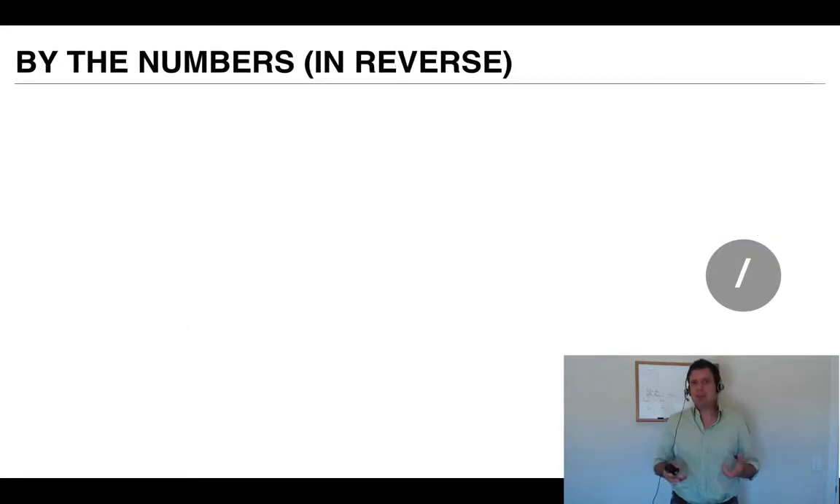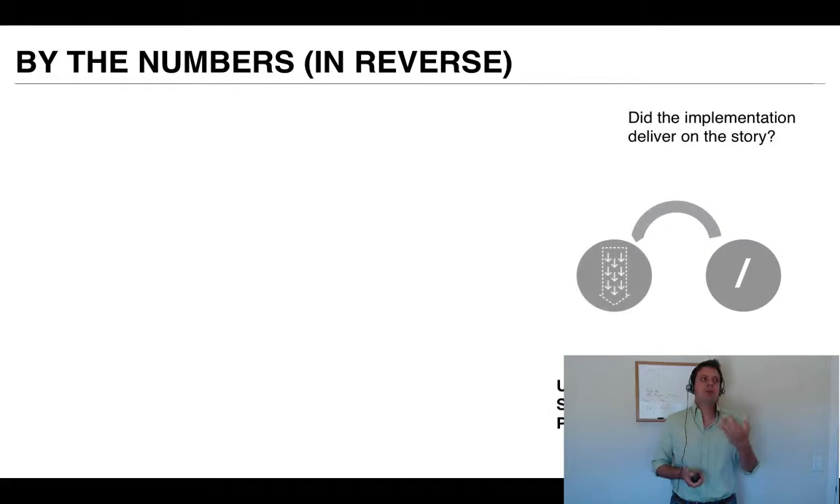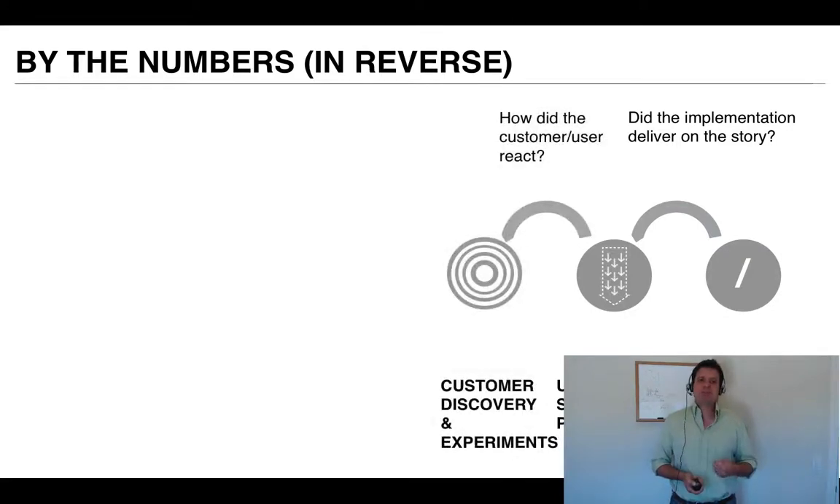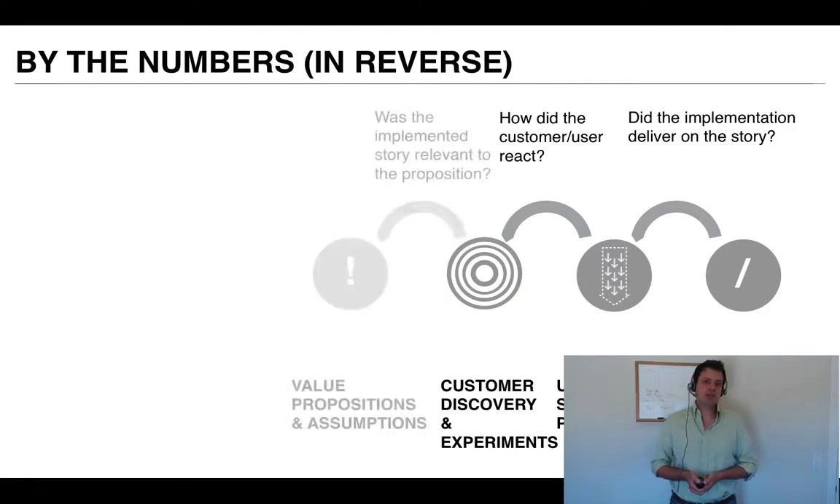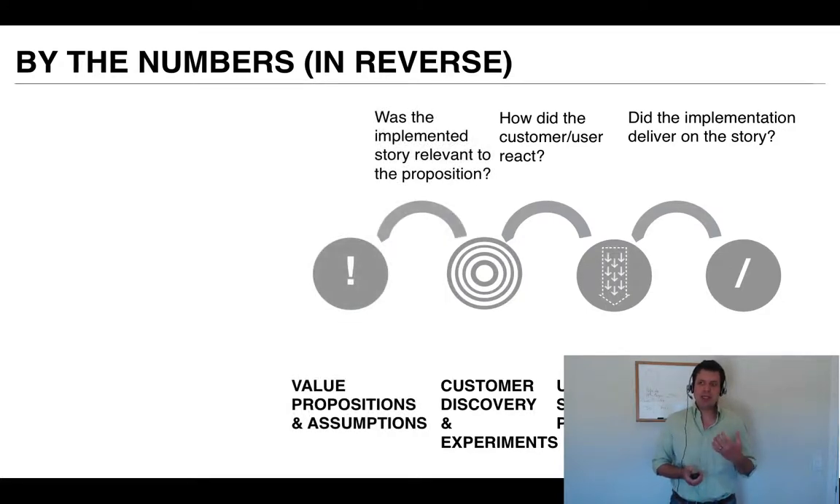Now, I'm aware that not everybody gets to start from the very beginning with some of these tools. So let's look at the whole thing in reverse. When we build something or build a piece of promotion, we're looking at, did this implementation deliver on the agile user stories that we created? Then we look at, how did the customer react to it? And that's our discovery. And as we observe those results, we think about, did our implementation deliver on the value proposition that we assumed was important to the customer or not?